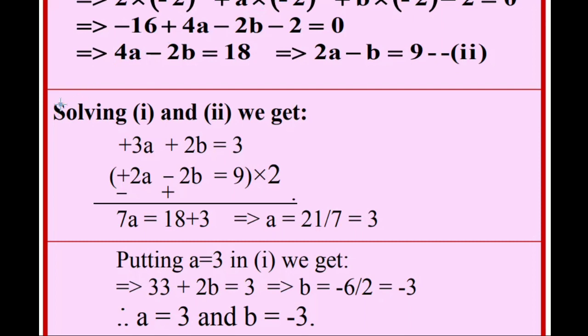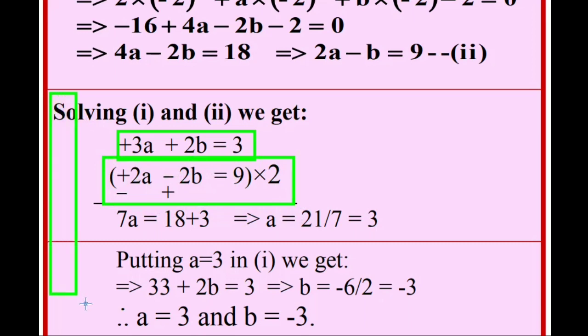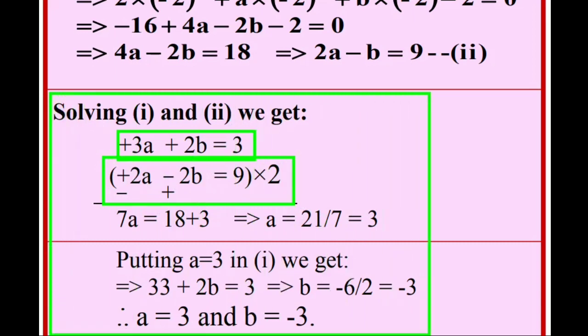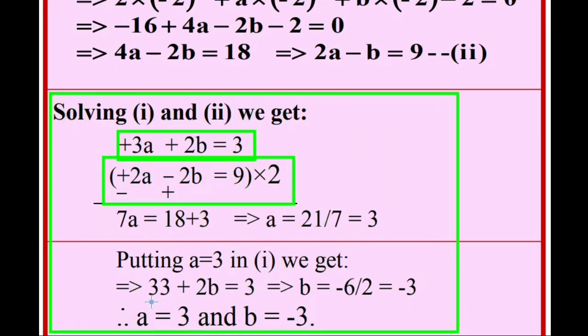We have two linear equations in terms of a and b, and we solve them using the simultaneous equation process, and we try to find out the values of a and b. This process is very common, so I don't need to explain it, you can easily understand. And finally we get the value of a as 3 and the value of b as minus 3.